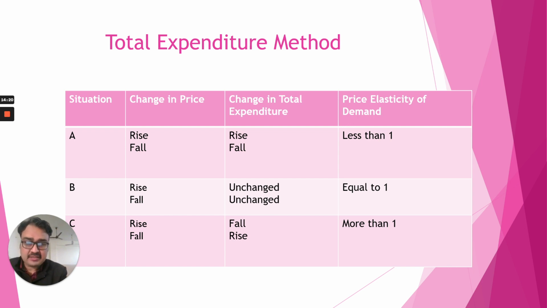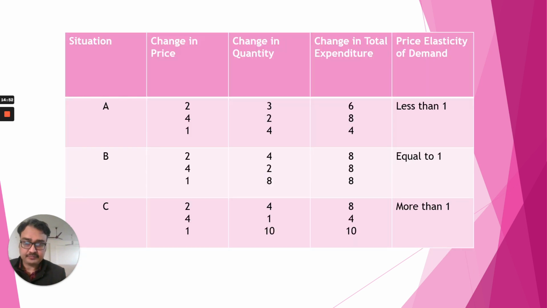Price elasticity of demand will be less than 1. And if due to rise or fall in the price of the commodity, there is no effect on the total expenditure, that is, total expenditure remains unchanged, price elasticity of demand will be equal to 1. And if there is a negative relation between change in total expenditure and change in price, that is, with a rise in price, total expenditure falls, with a fall in price, total expenditure rises, price elasticity of demand will be more than 1.